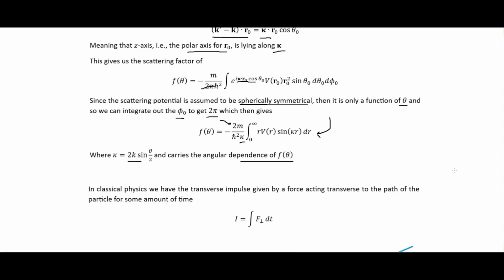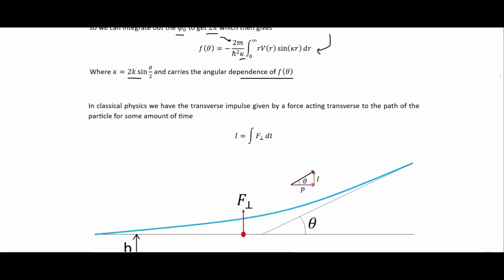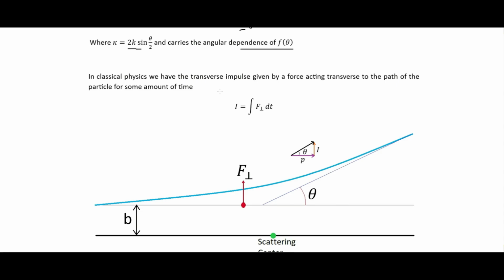All right, and so these scattering factors are telling us how much something scatters. And in classical physics, that is similar to what we have here for what's called the transverse impulse. So it's given by this force here acting transverse to the path. So we see that it's moving this way, where the particle's momentum was that way. And so it is acting transverse to the path of the particle for some amount of time. And so we integrate that over time.